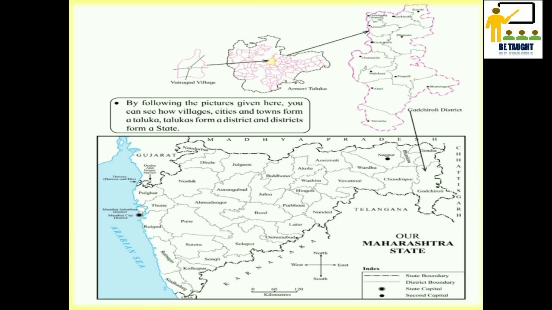By following the pictures given here, you can see how villages, cities and towns form a taluka, talukas form a district and districts form a state. So an example is given to us. The Vairaghat village is in the Armori taluka and that taluka is in the Gadchiroli district.